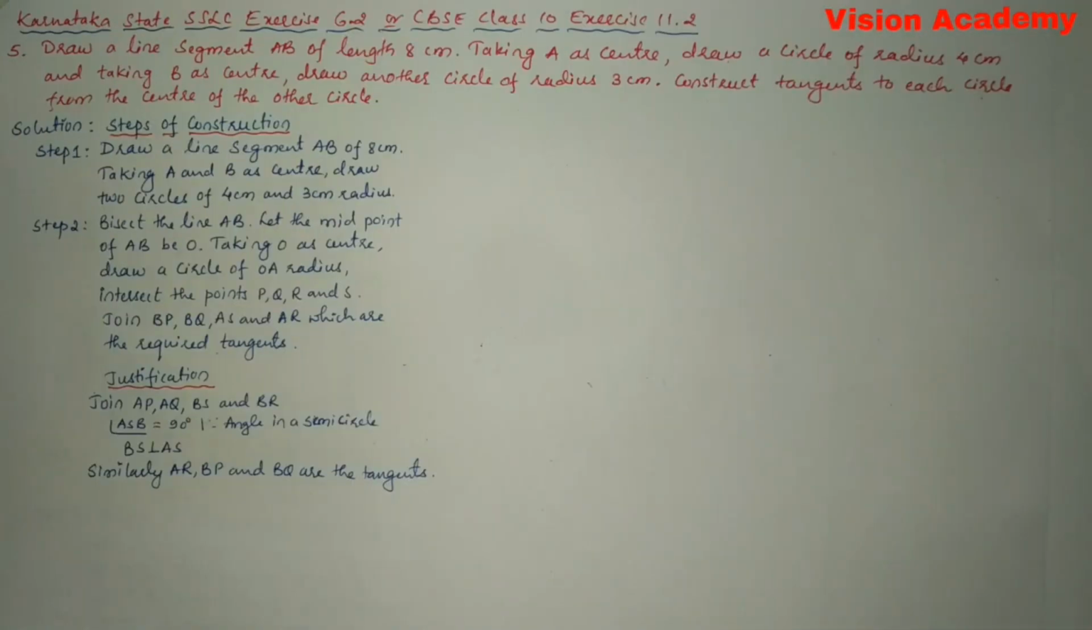Question number 5. Draw a line segment AB of length 8 cm. Taking A as center, draw a circle of radius 4 cm and taking B as center, draw another circle of radius 3 cm.